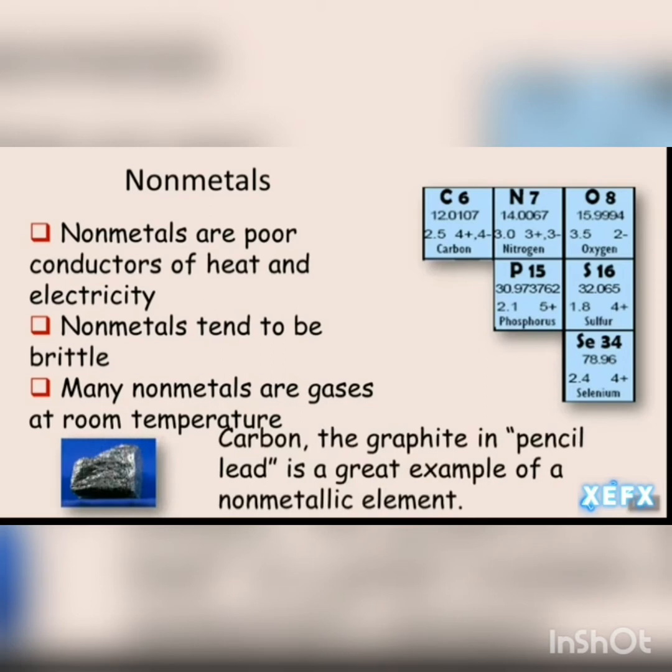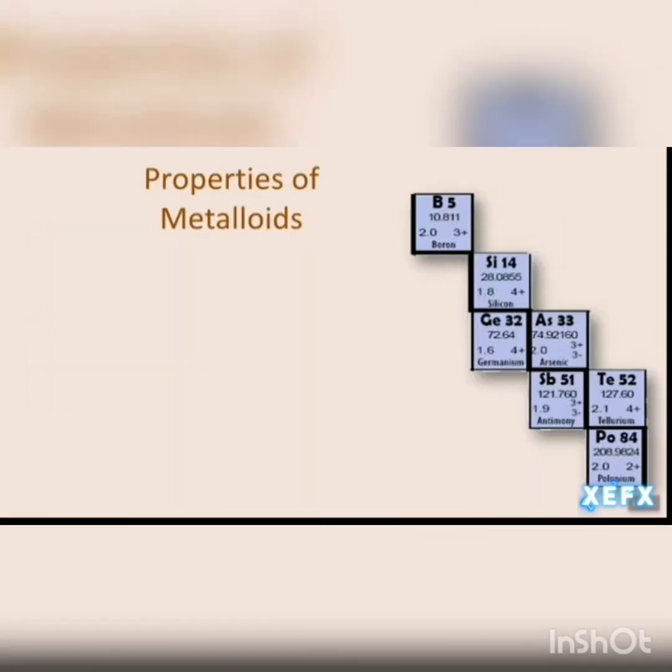Many non-metals are gases at room temperature, okay? And carbon, graphite in pencil lead, is a great surface. Now, properties of metalloids.